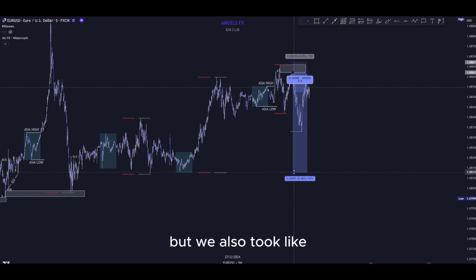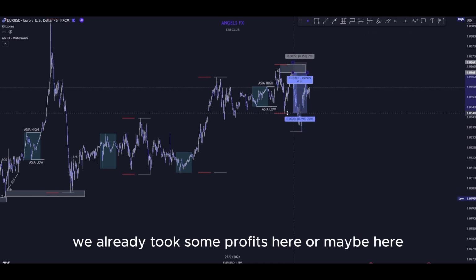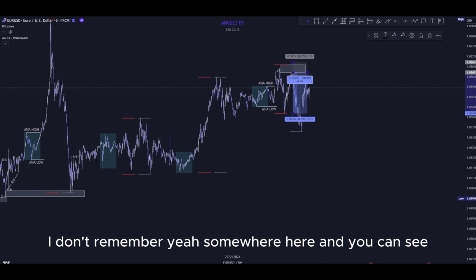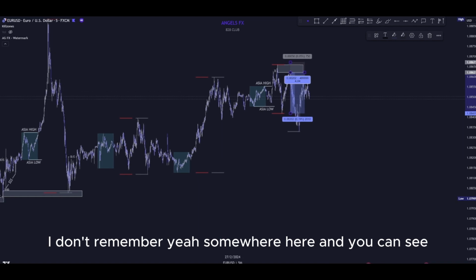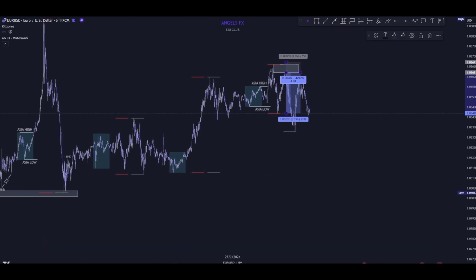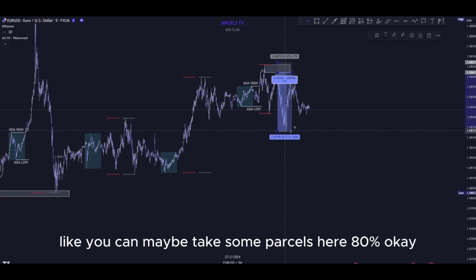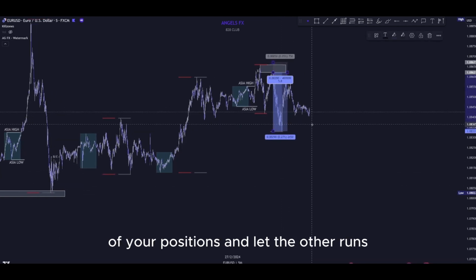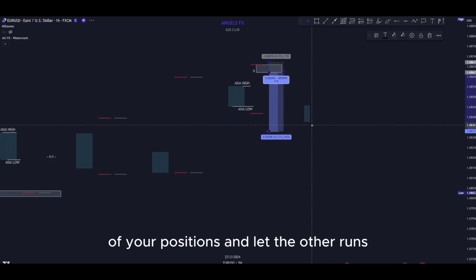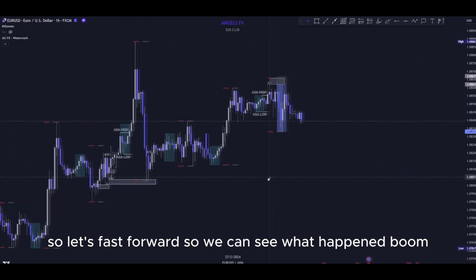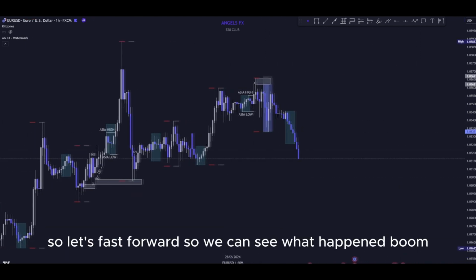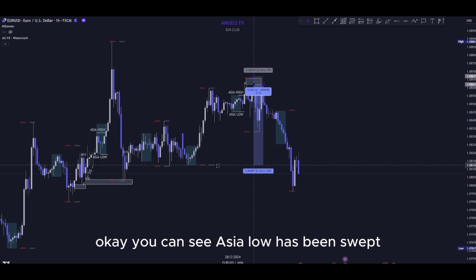But we already took some profits here, or maybe here, I don't remember. Somewhere here, and you can maybe take some partials here, 80% of your positions, and let the other ones run. So let's fast forward so you can see what happened. Boom. Okay, you can see Asia low has been swept.